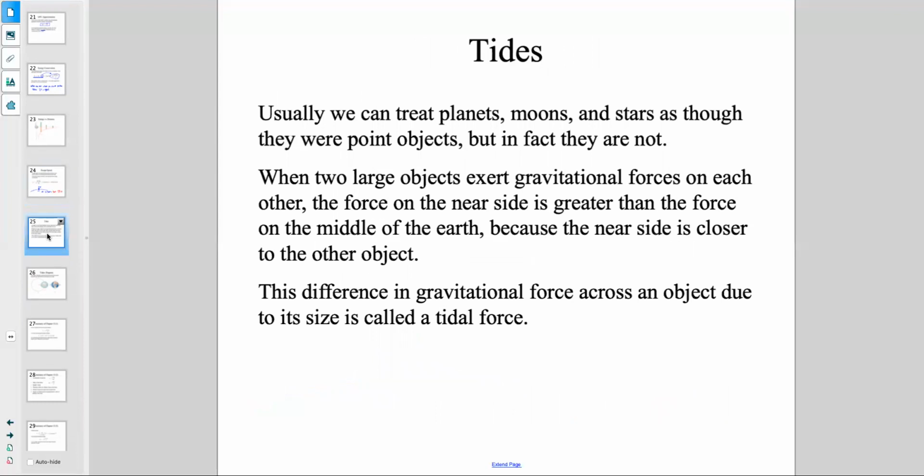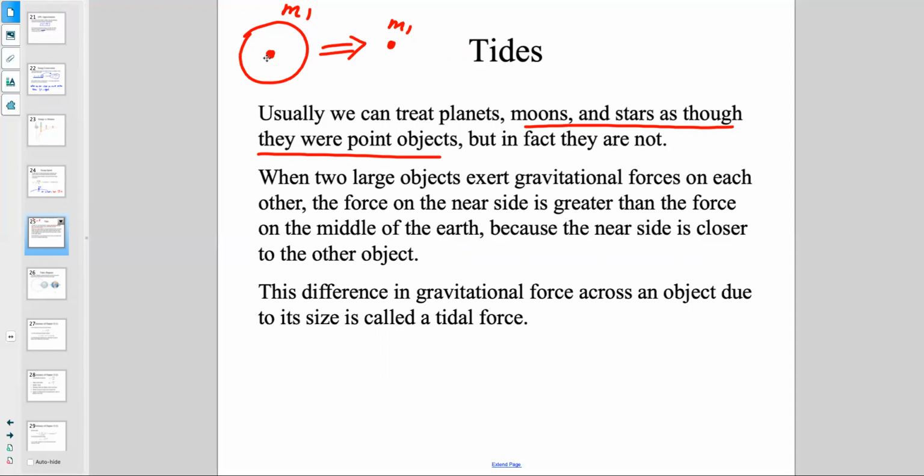Tides. Usually we can treat planets, moons, and stars as though they were point objects, and that's what we've been doing. We said that we can think of this sphere of mass m1 to be this point of the same mass located at the center of mass of this object, which for a solid sphere is at its center. But this will solve the physics problem for us, but this is not the actual reality, okay?